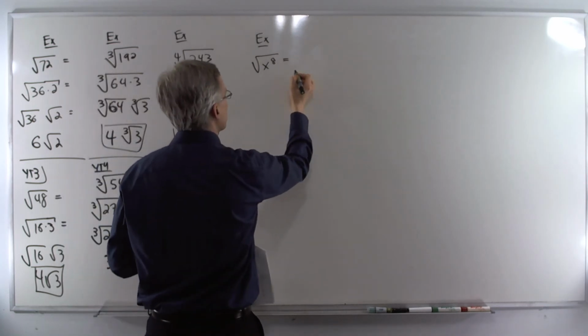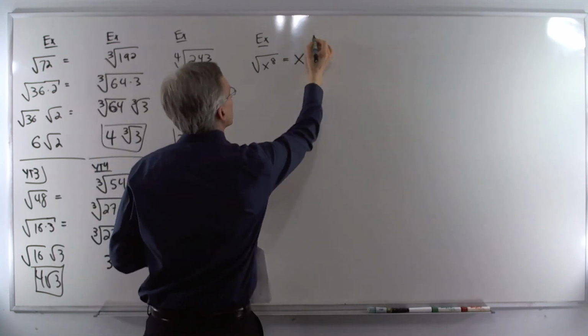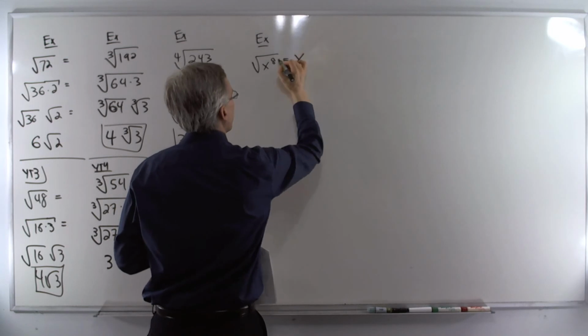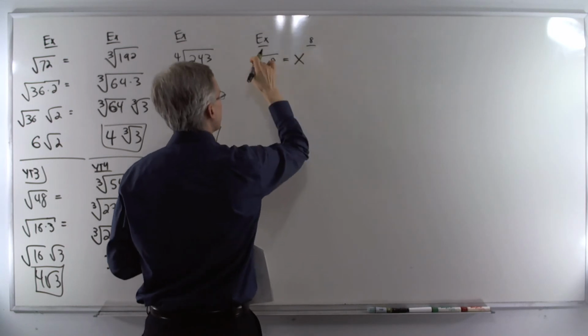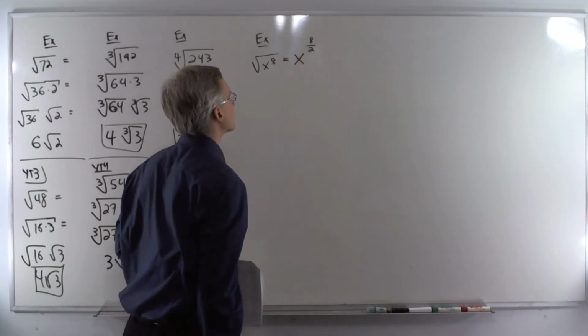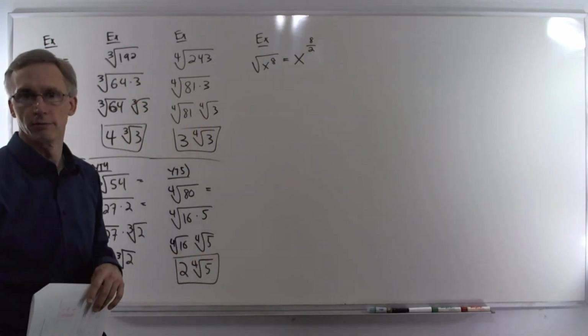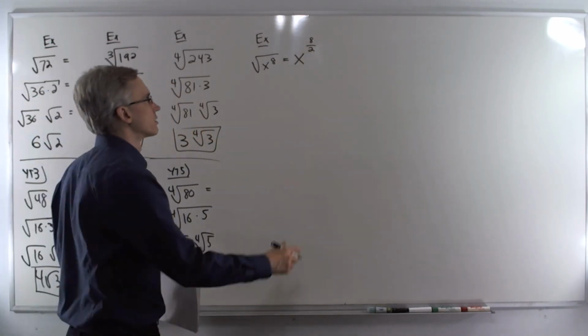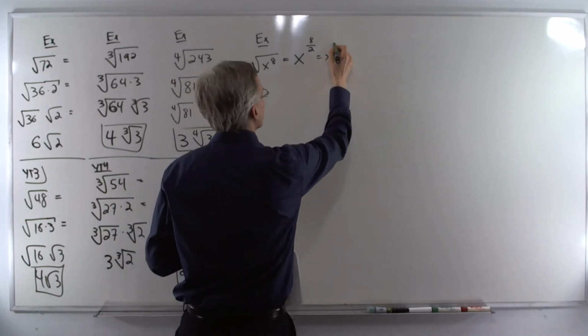Now let's write this in rational exponent form. 8 is the exponent, 2 is the index on the radical, so we write that as x to the 8 over 2, and that's why we divide by 2. So dividing it out, we get x to the 4th power.